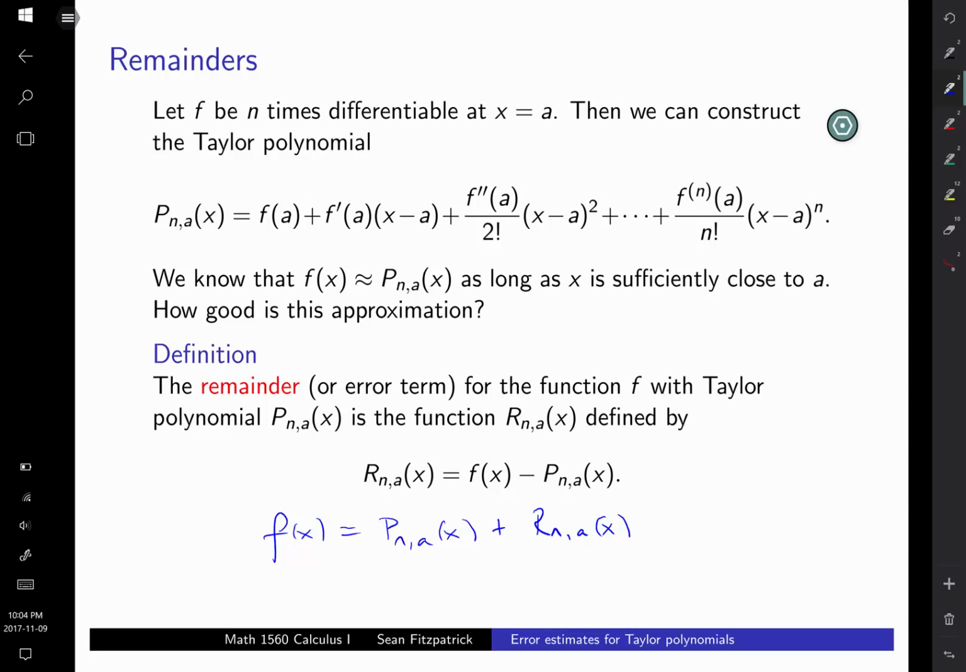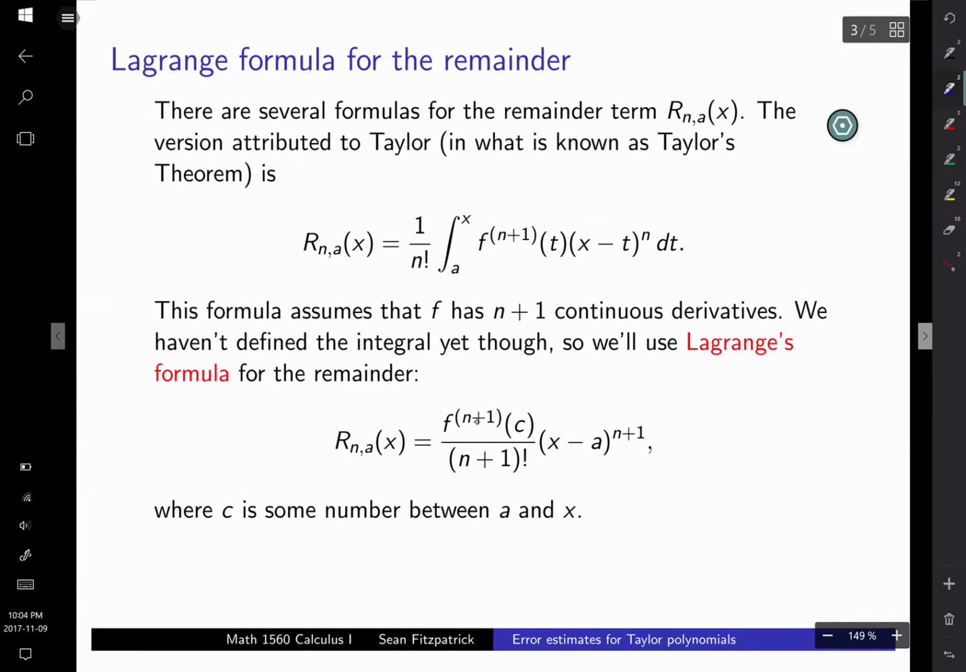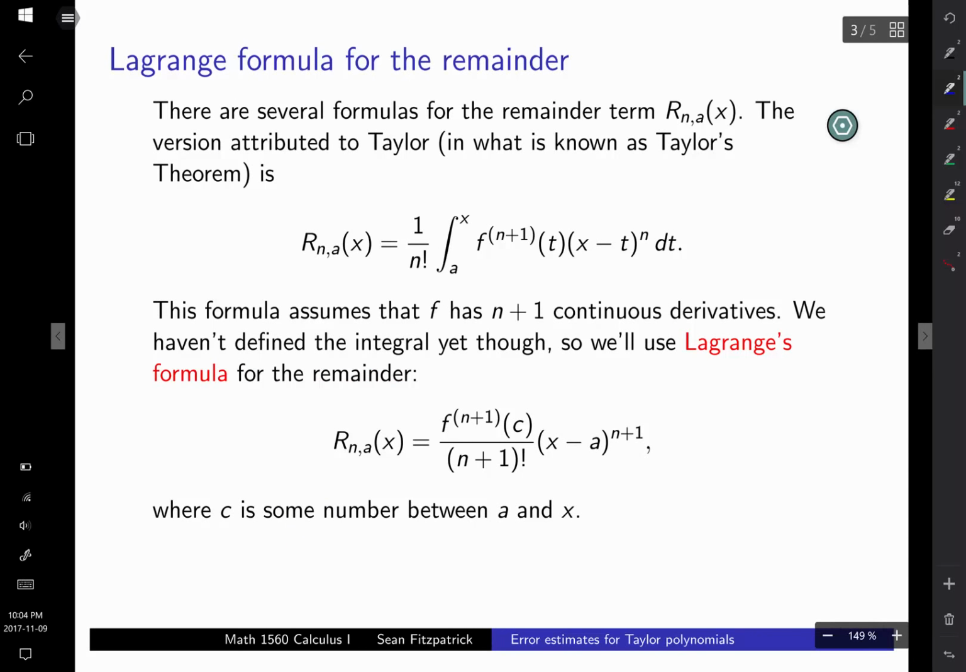If we want some measure for this remainder, we have to know how to calculate it. Fortunately, this was figured out by Taylor and by others around the same time. Taylor's theorem, which is attributed to Taylor, though I'm not sure Taylor was the one who actually came up with the proof, gives a formula for this remainder. The only problem with that remainder formula, sitting right here, is that it's given in terms of an integral. We don't know how to do integrals yet. We haven't defined integrals, so we don't really know how to work with this version.